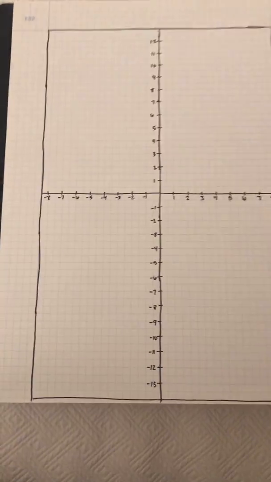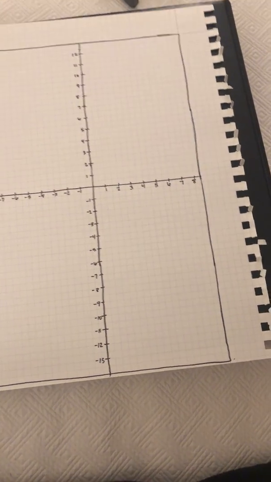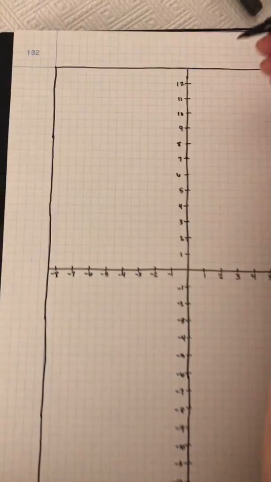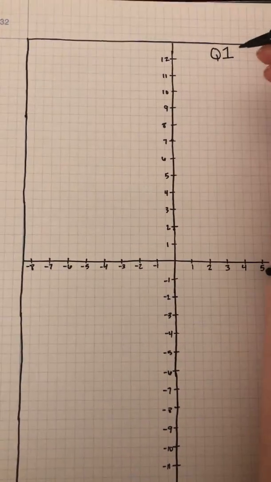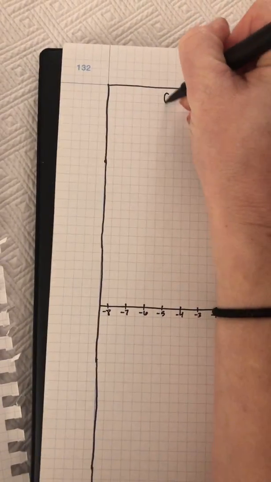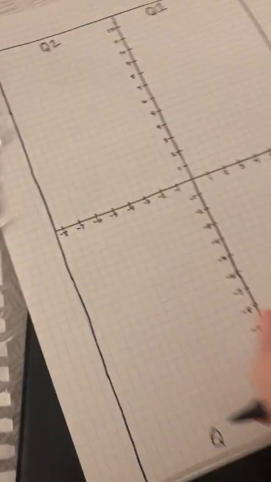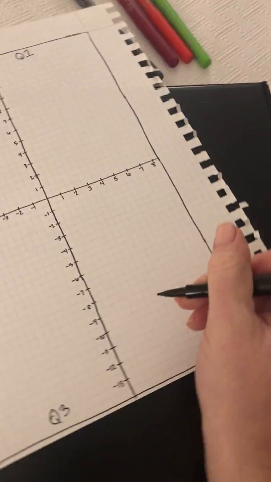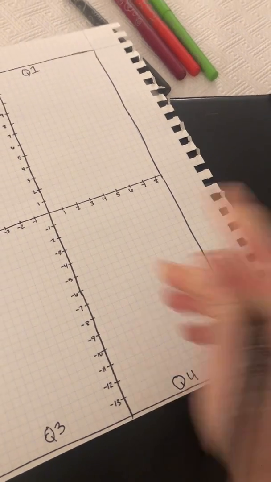So as a reminder, this is a coordinate grid, and we know that this is quadrant 1, this is quadrant 2, this is quadrant 3, whoa. And then finally we have quadrant 4.